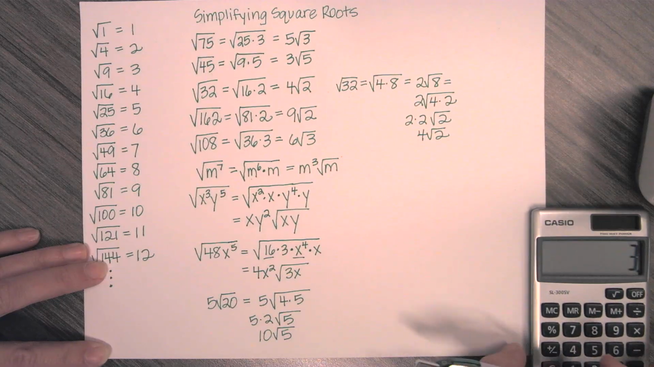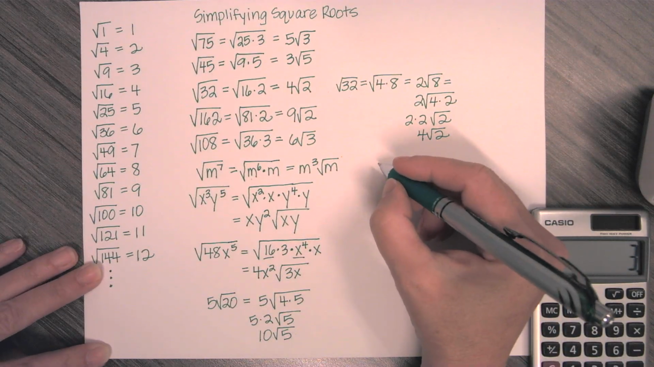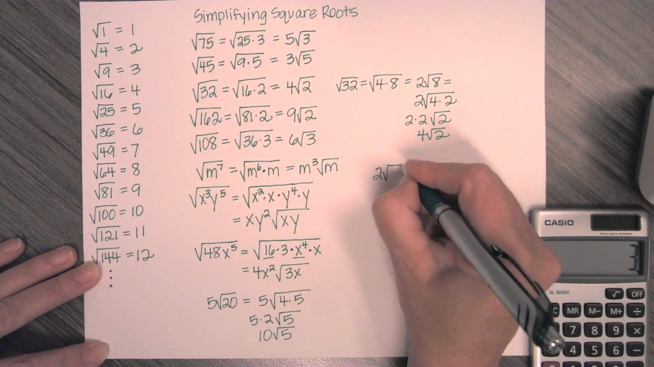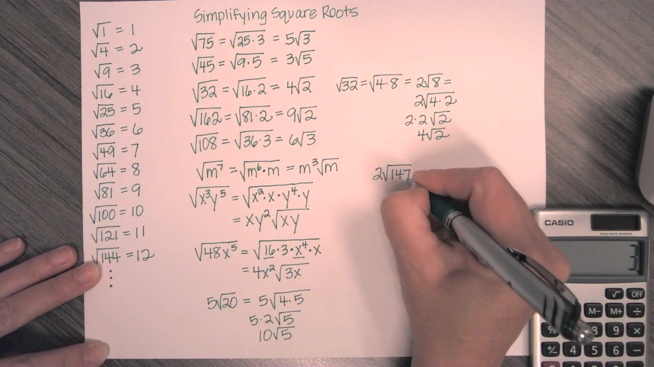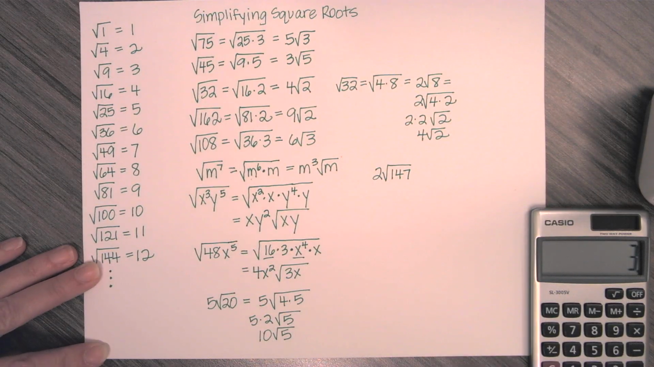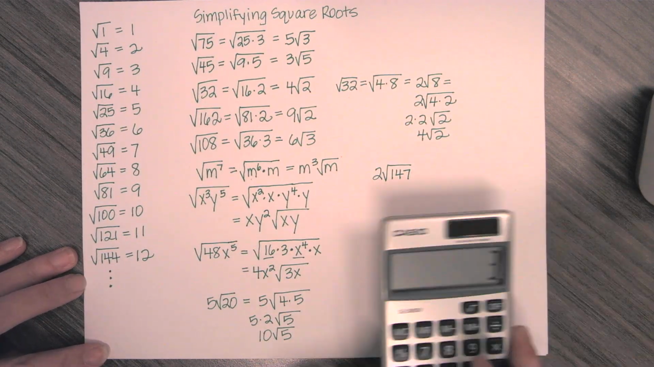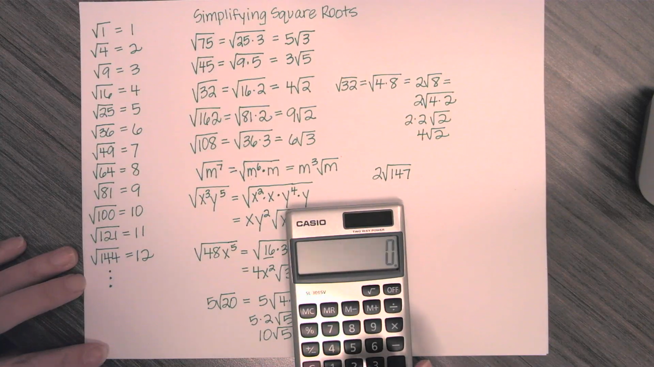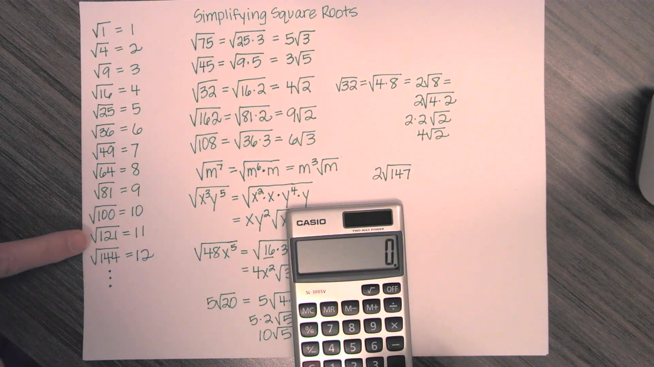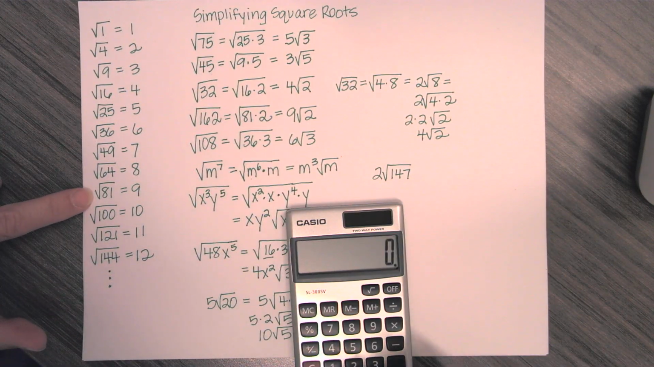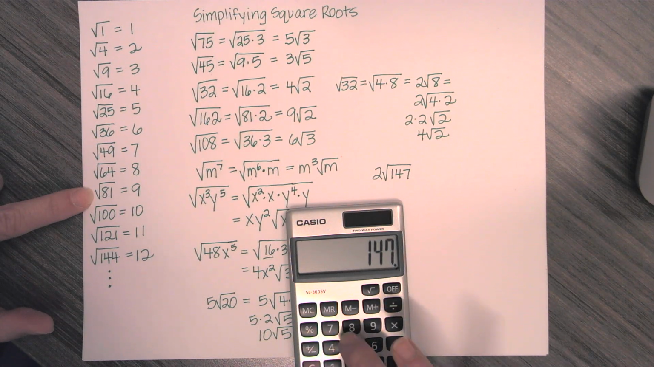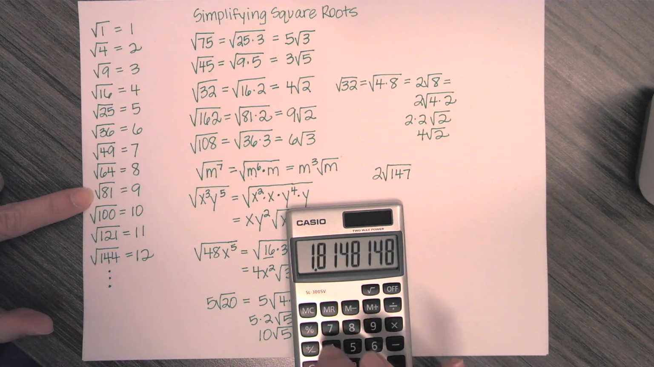All right, let's try another one like that. How about 2 square roots of 147? Okay, I have no idea what goes into 147, but we're going to find out. All right, not this, not this, not this. 147 divided by 81. No.